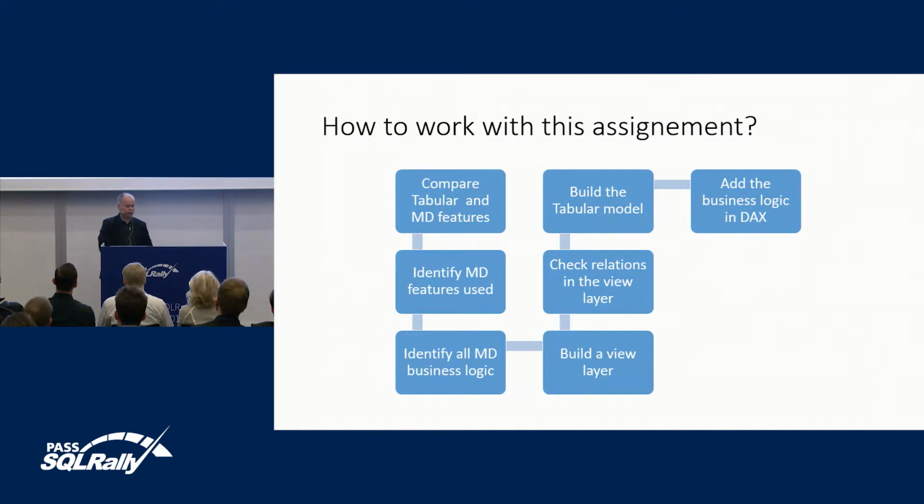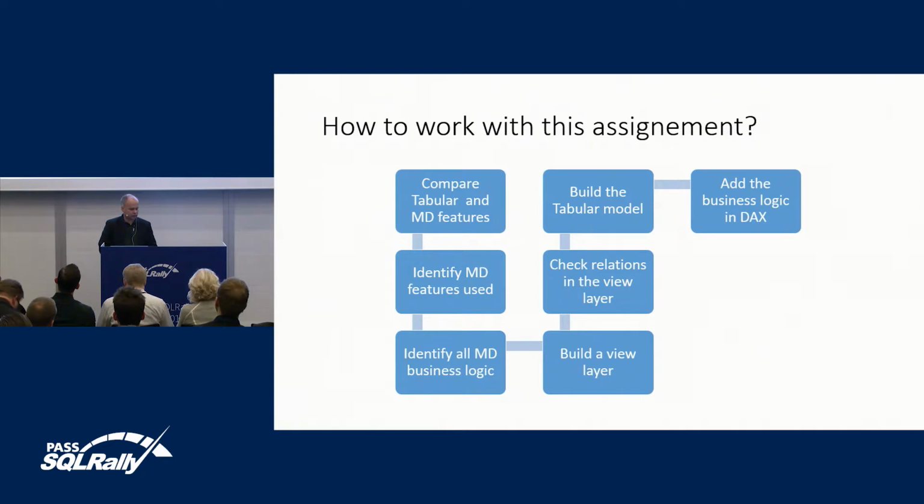So how do you work with an assignment like this? Well, first we had to find out the features in multidimensional that are not part of Tabular. You can actually find that in books, or you can go to websites and check. I have not seen good or clear reporting from Microsoft, but actually Marco and Alberto and Chris Webb's book about BISM Tabular has a small chapter about that. So most of what I have found has come from that book.